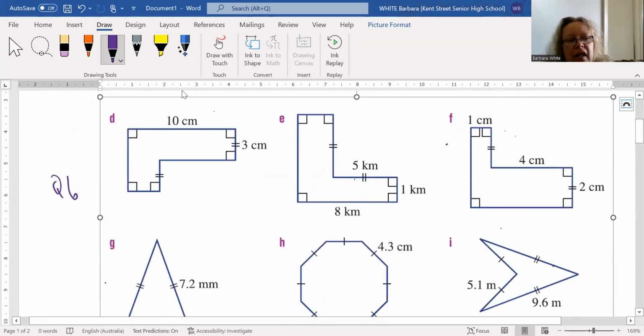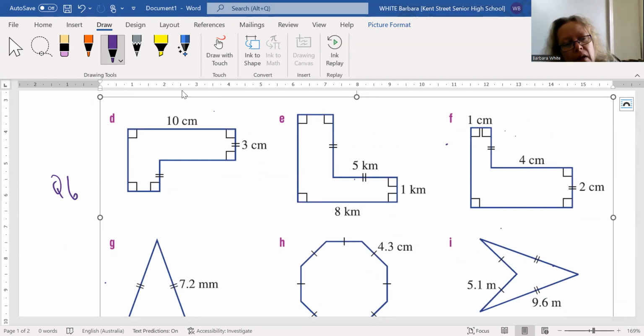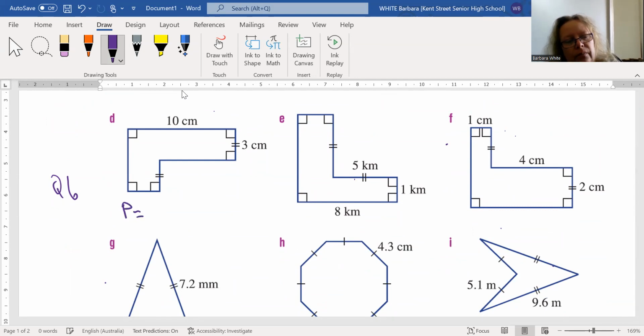So for this one here, this is question 6 on the same page. You're going to write perimeter equals 10 centimeters plus, what is this side? That's 3. So that is also going to be 3. I can add those up in my head and just write 6, right? Now, this here is 10 centimeters. So this bit plus this bit must be 10 centimeters.